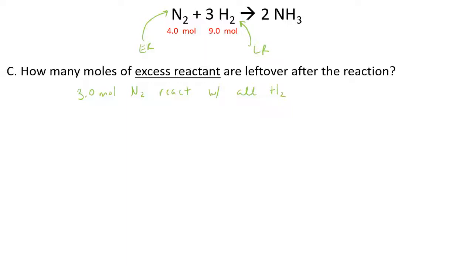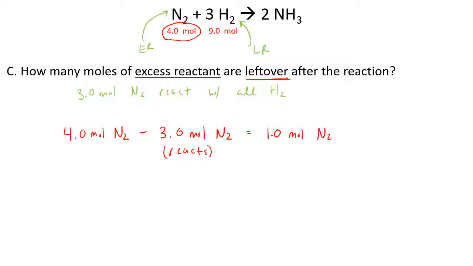Therefore, if we take the difference between the moles that we are starting with initially, we had 4 moles initially, and subtract off the amount that reacts, we can figure out how much will remain or be left over after the reaction. So we started with 4 moles of nitrogen initially, subtract our 3 moles of nitrogen that reacts, and what we're left with then is 1 mole of nitrogen that remains. That's how much will be left over as our excess reactant when this chemical reaction is complete.